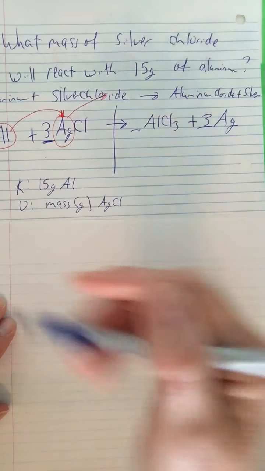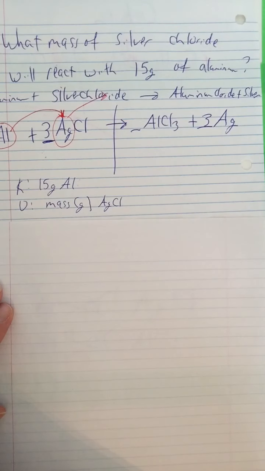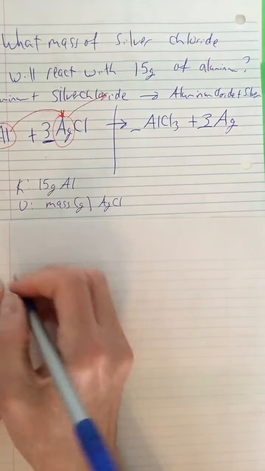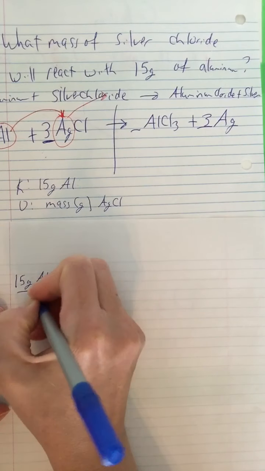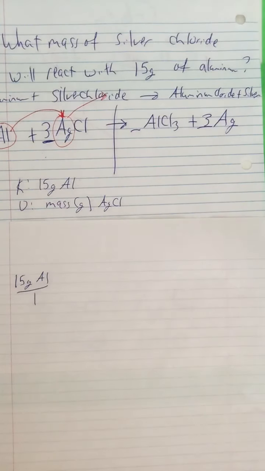Okay, so I'm going to do the same thing I always do. I'm going to take my known and put it over 1. 15 grams of aluminum over 1. That's how we're going to start. That's how we always start. So that's not scary or a problem.